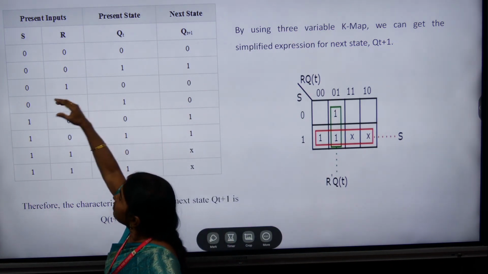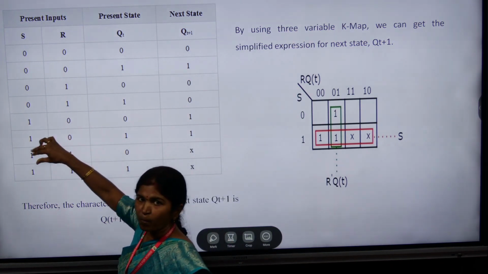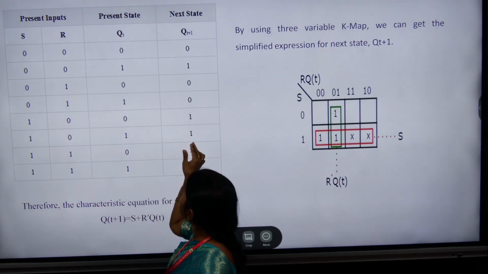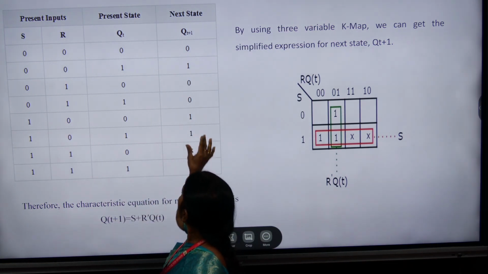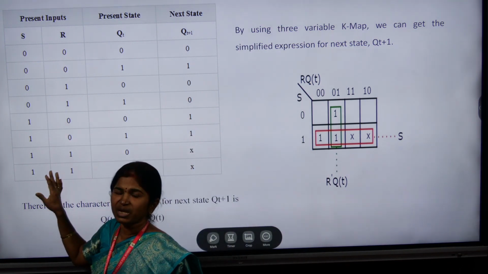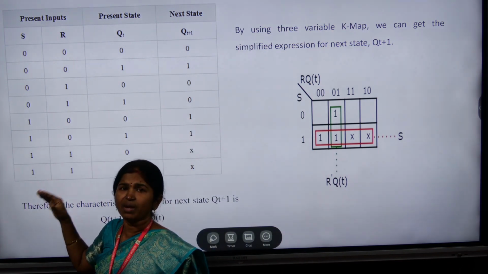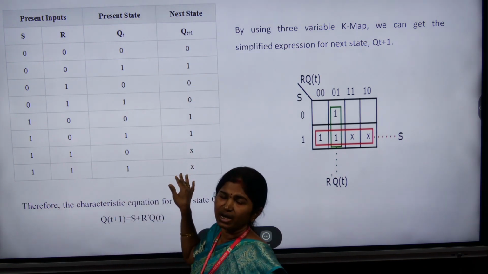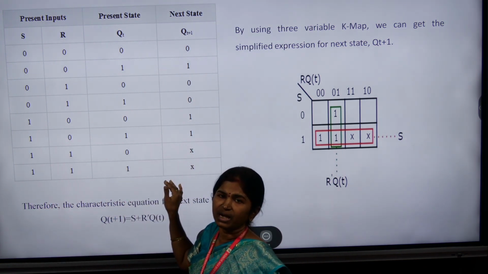Next, when I am taking the value of S as 1 and R value as 0, I am getting in the next state as 1, that is flip-flop is set. Next, fourth condition I am taking as S value 1 and R value 1. In that case, I am getting the don't care conditions, that is the invalid conditions.